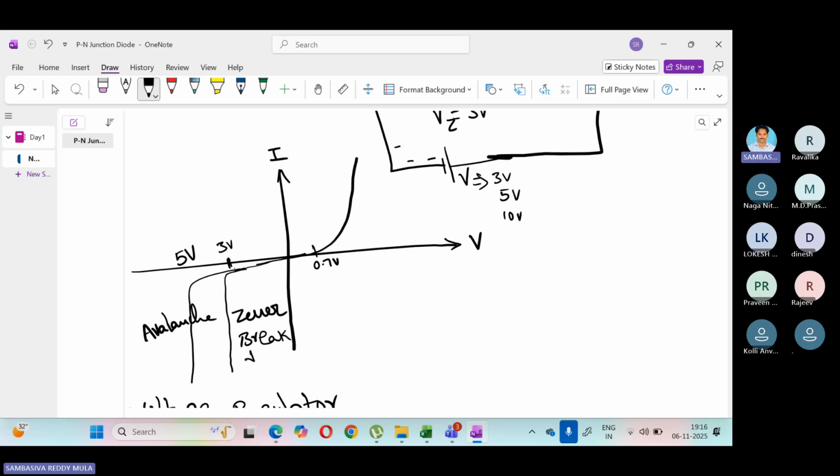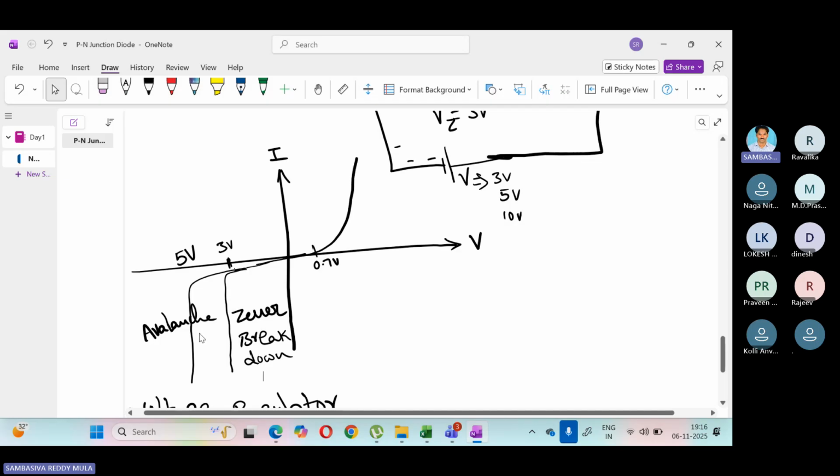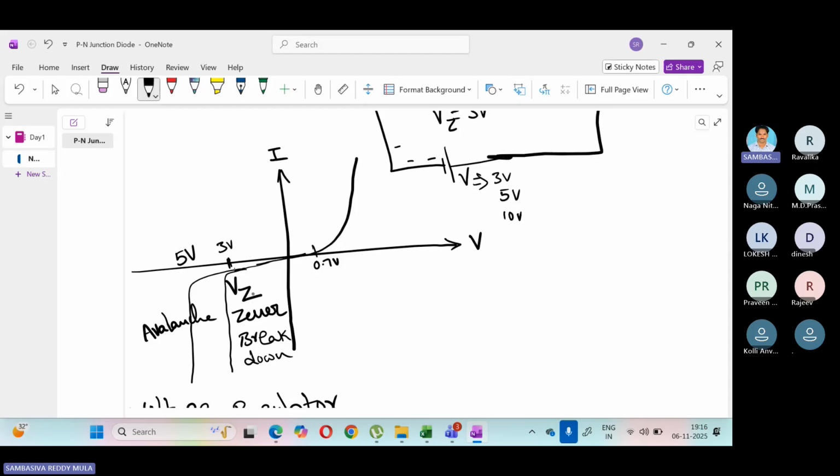Zener breakdown. Okay, so this is about the reverse characteristics of Zener diode. This Zener breakdown is represented by Vz and avalanche breakdown may be represented with Va.